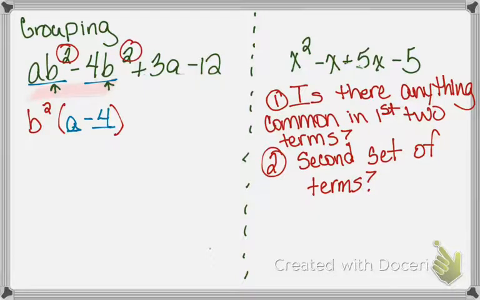So now I am looking at 3a minus 12. There's not an a in both of them, but is there a number that I can take out of both of those? 3. Okay, so I'm going to pull a 3 out. Okay, so I've got plus 3. 3 times what gives me 3a? 3 times what gives me negative 12? Good.